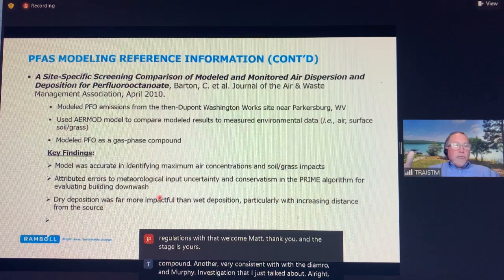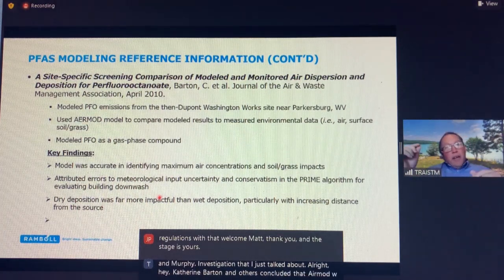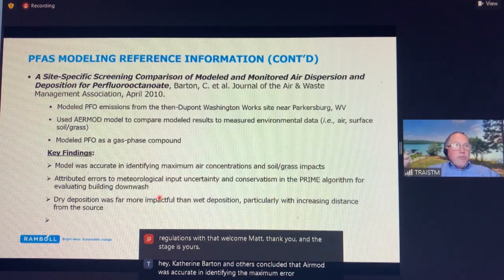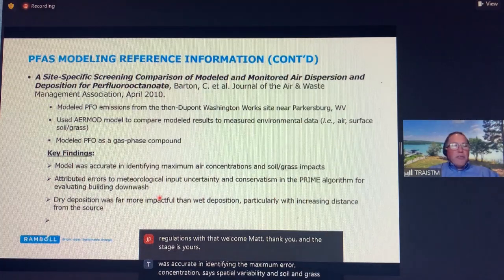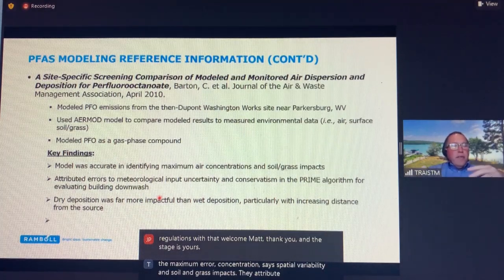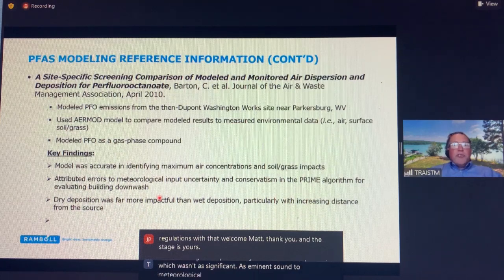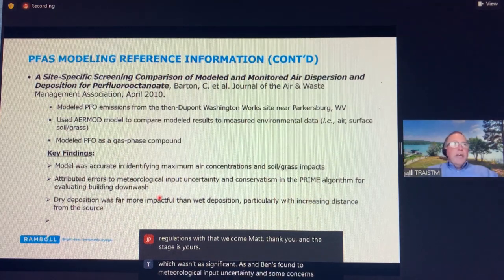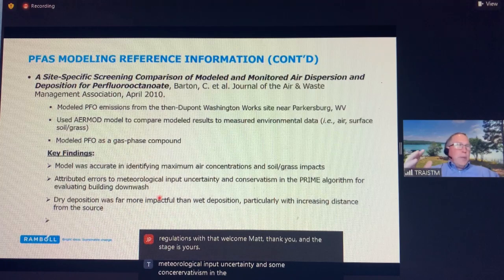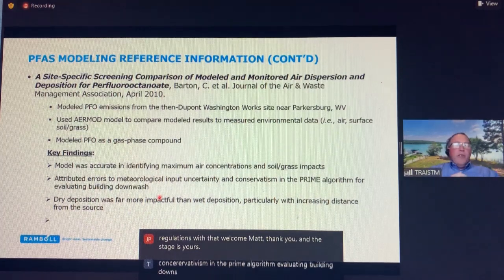Catherine Barton and others concluded that AERMOD was accurate in identifying the maximum air concentrations, so spatial variability, and soil and grass impacts. They attributed the departure, which wasn't as significant as Emma and Ben found, to meteorological input uncertainty and some conservatism in the PRIME algorithm evaluating building damage. That's a detail of the model that I'm not going to go into.